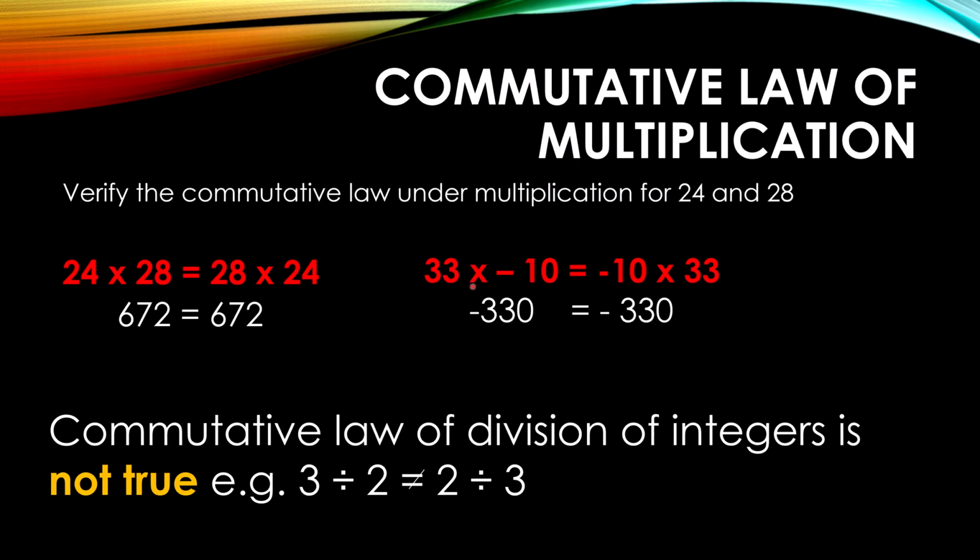Positive and negative make a negative sign, and 33 into 10 is 330. Here again 33 has a positive sign and 10 has a negative sign. Positive negative makes a negative sign, and we have 33 into 10 is minus 330, so no difference again. But the commutative law of division of integers is not true. It means the commutative law of multiplication is applicable, but the commutative law of division is not applicable.